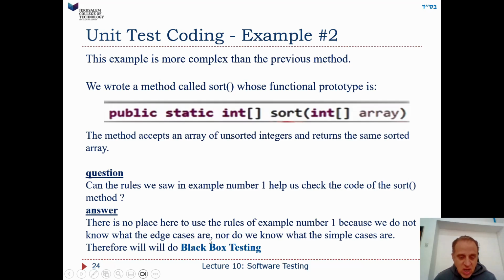edge cases are. Maybe it's an edge case with an empty array, but it's a complicated program, maybe this sort, and unless we had written it ourselves, we wouldn't know what the edge cases are. If we didn't write it ourselves, then we don't know what the edge cases are, and we don't know what the simple cases are. So we will do what's called black box testing.